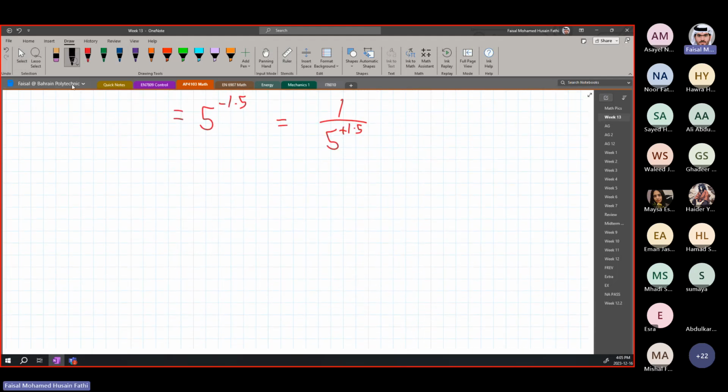Again, I want to repeat this concept. If you have 5 to the power of minus 3, this is simply equal to 1 over 5 to the power of plus 3. That's it. This is the entire concept. Whatever you have here, it doesn't matter. If the sign is negative, that means it's 1 over the same thing that you have, but positive. Best. That is the whole concept.